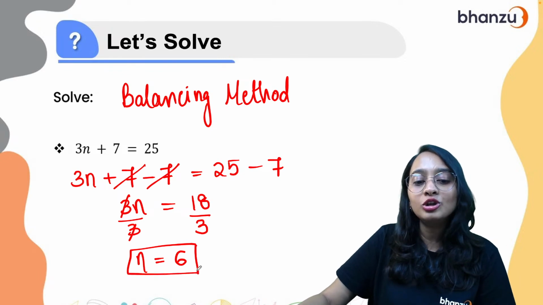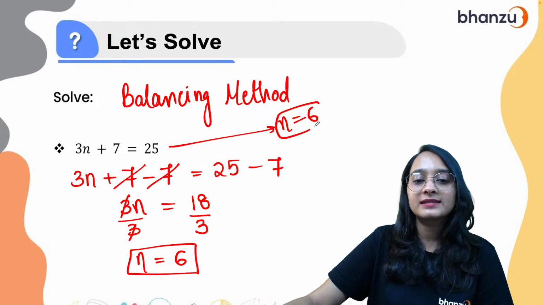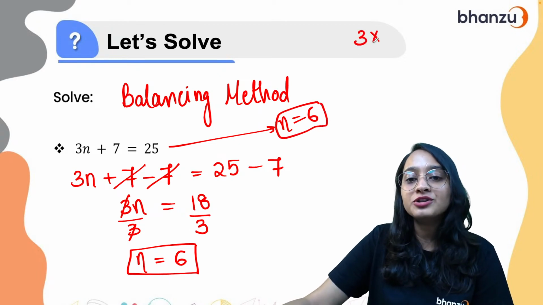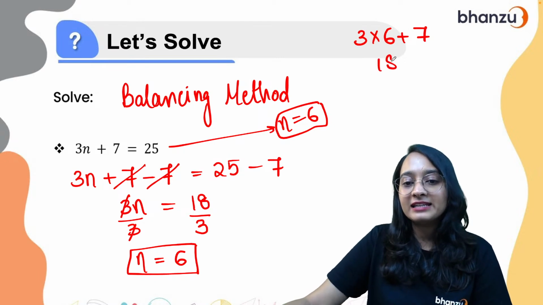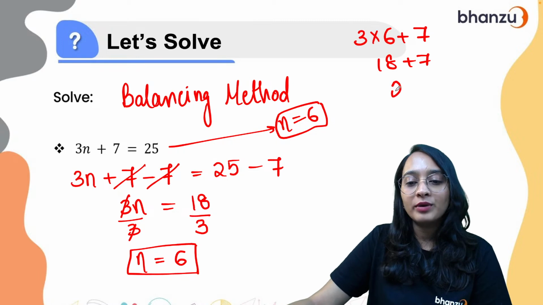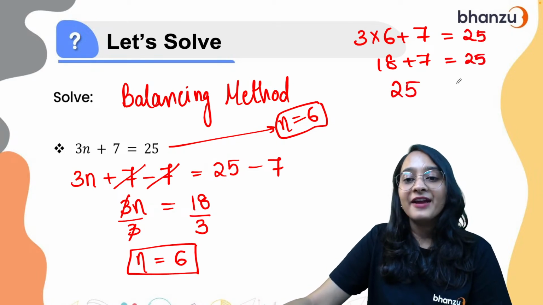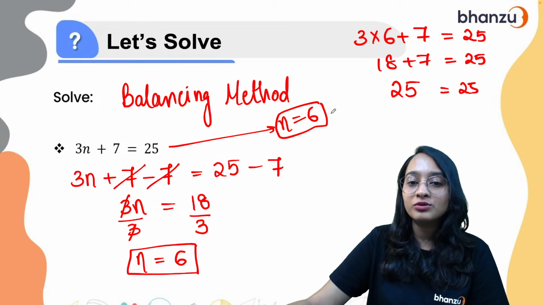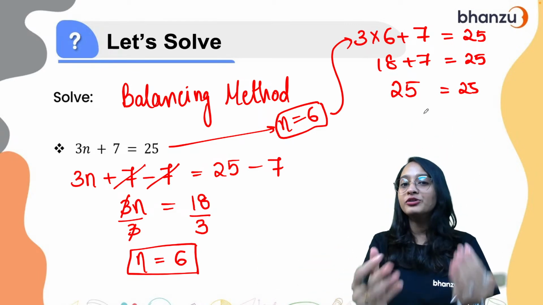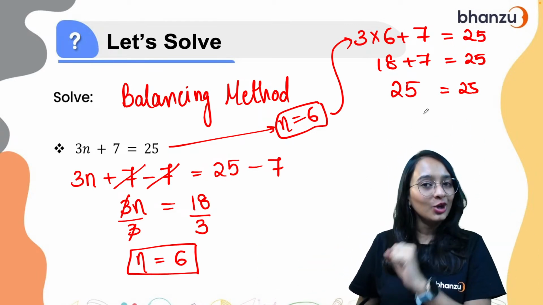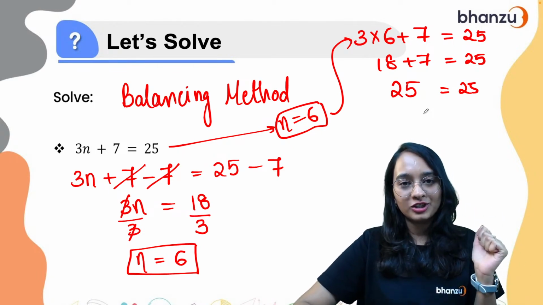So, what is the solution of this equation? n is equal to 6. Why? Because when I substitute 6 in place of n, 18 plus 7 will give you 25. It is equal to our right hand side. When I substitute n is equal to 6 in the equation, I am getting left hand side equal to right hand side. That's when I know that n equals 6 is the solution of the equation.